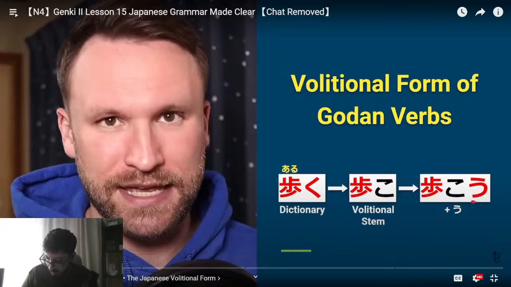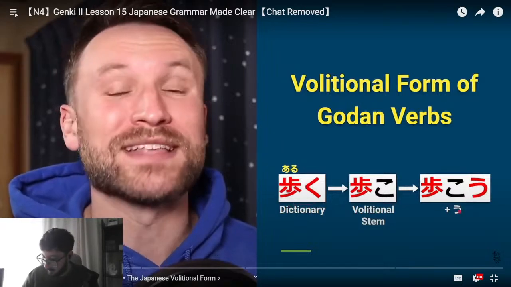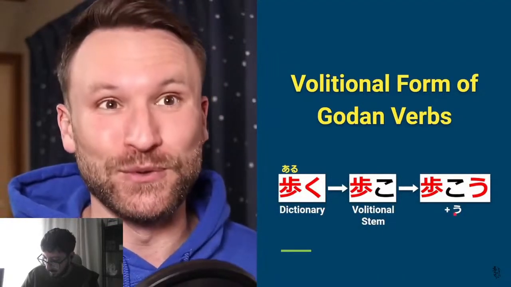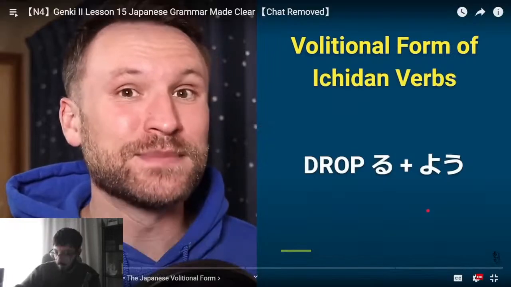Aruku, dictionary form. Okay, dictionary becomes aruku, becomes aruko, and you add the u. Okay, that's it. And that's the volitional form of Godan verbs. That's all you have to do. You move down to the o column, add u.